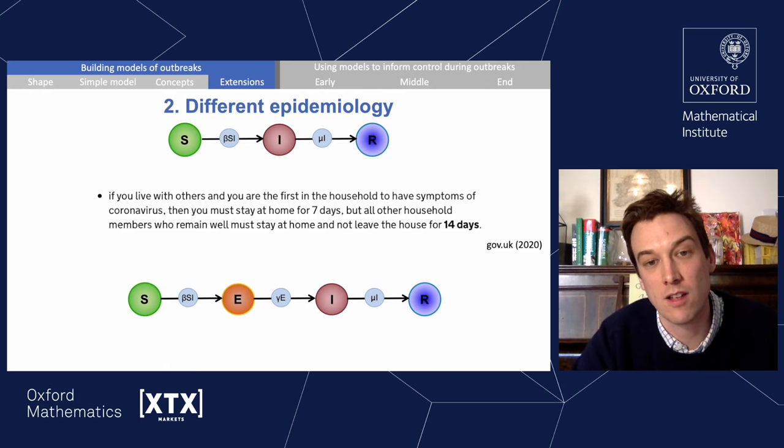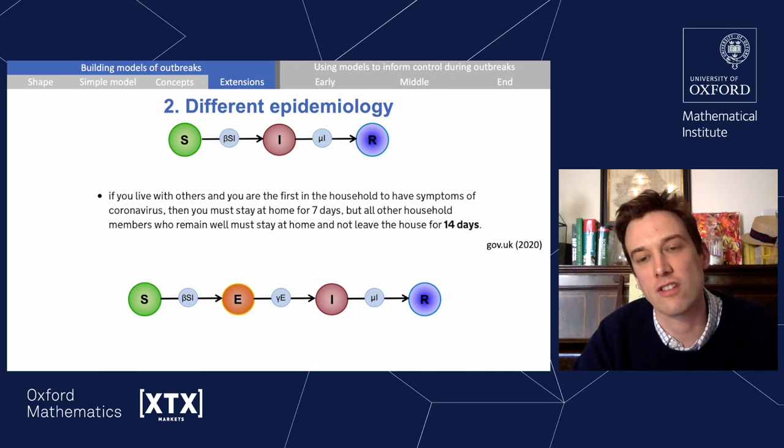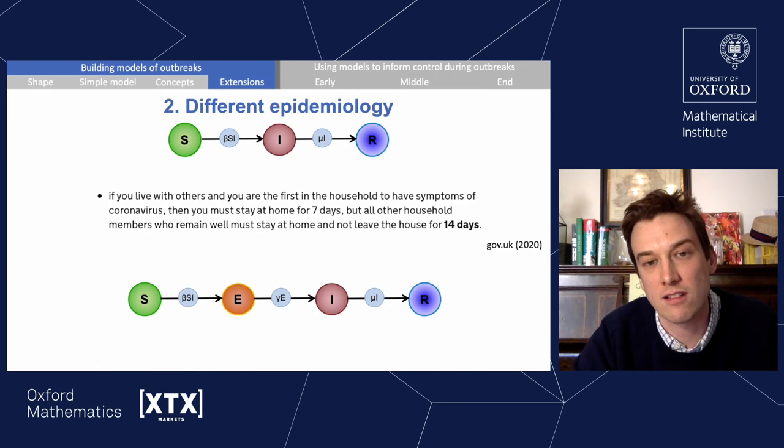Only some time later do infected individuals become infectious and enter the I class. And then eventually, after they've been infectious, they recover and enter the R class. So this model includes this additional bit of epidemiology, the fact that there's a delay between being infected and then starting to generate new infections. And you can include other types of epidemiology in compartmental models in a similar way. You can simply introduce new compartments into the model to represent different aspects of the underlying epidemiology.